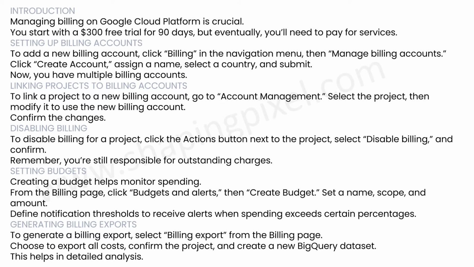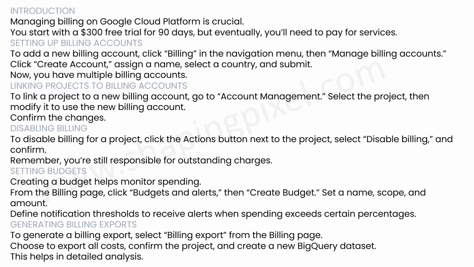To link a project to a new billing account, go to Account Management, select the project, then modify it to use the new billing account, and confirm the changes. To disable billing for a project, click the action buttons next to the project, select Disable Billing and confirm. Remember, you're still responsible for outstanding charges.